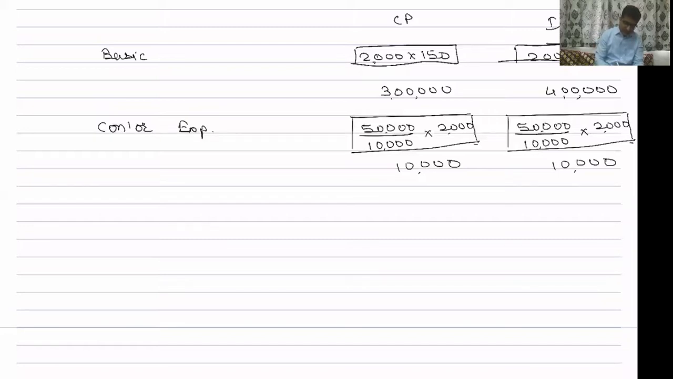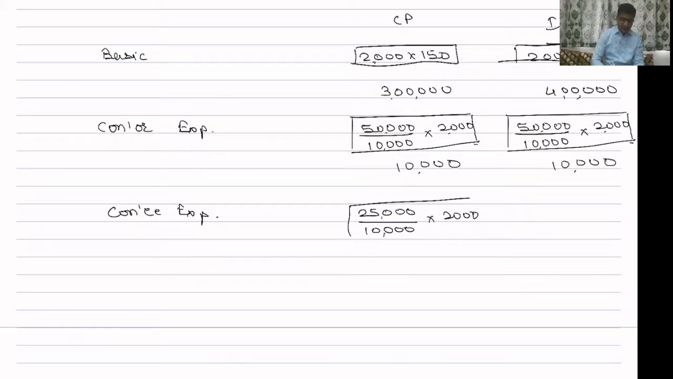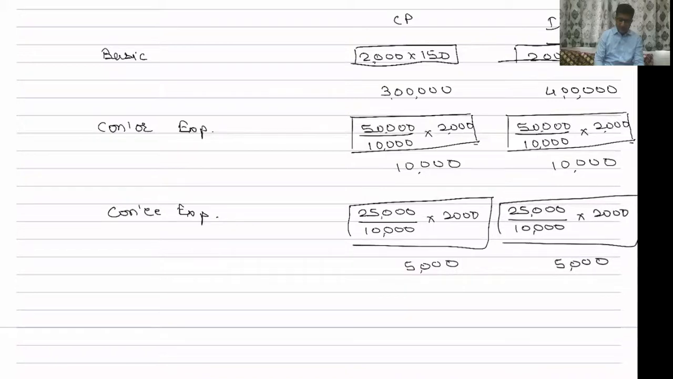Similarly, we need to consider the consignee's expenses also. क्योंकि कंसाइनी को सारे गुड्स मिल गए थे, तो he must have incurred the expenses on all the goods received by him. So 25,000. Why I'm not considering 45,000? Because out of 45,000, 20,000 is a recurring expense. What we include in the value of stock is only the non-recurring expense. So 25,000 divided by 10,000 units into 2,000 units, that comes to 5,000 rupees. Even if I'm doing the valuation of inventory at invoice price, then also the calculation remains same.